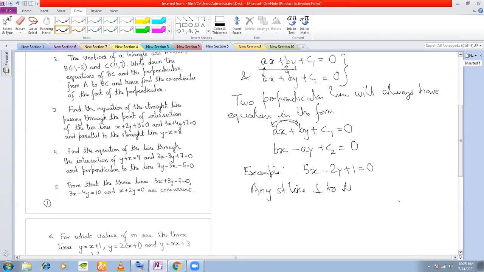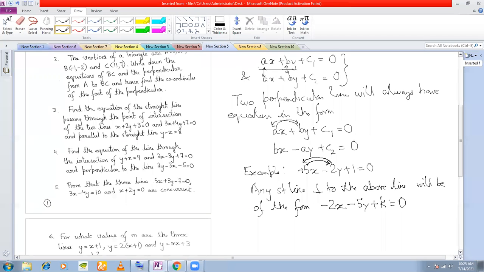perpendicular to the above line will be of the form, what will it be? The coefficient of y will become the coefficient of x, so minus 2x. The coefficient of x will become the coefficient of y, but with the sign change. So you have a plus 5 here, you'll get a minus 5y, and the constant term will be different. Let us take k is equal to 0. Is this clear?